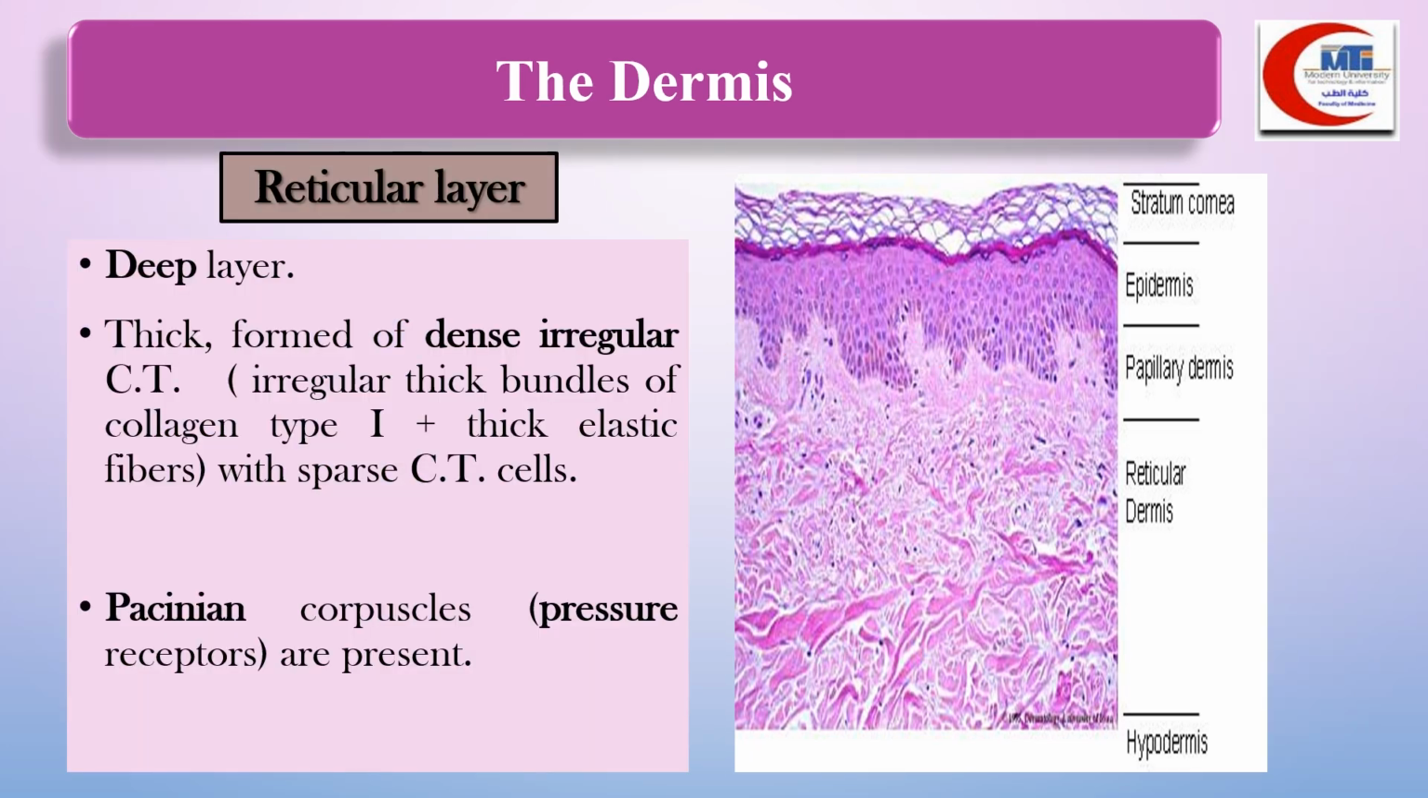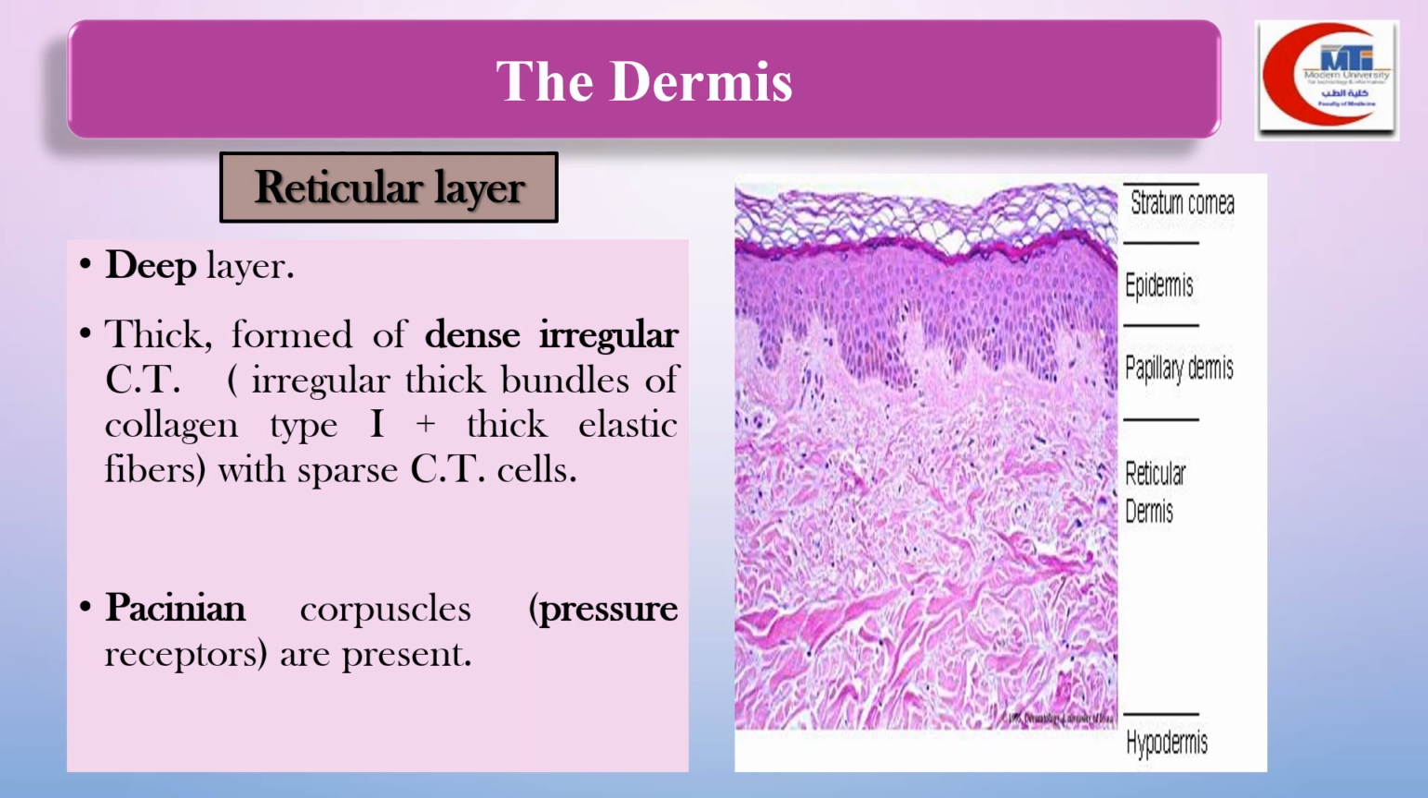The reticular layer, which is the thicker and deeper layer, is formed of dense irregular connective tissue with collagen fibers, thick elastic fibers, and reticular fibers, forming a network, so it is called reticular, as it is in the form of a reticulum. This layer is more fibrous than cellular, and the fibers are coarse, but it is less vascular than the papillary layer. This layer also contains receptors for pressure called Pacinian corpuscles. P for P, Pacinian corpuscles for pressure sensation.